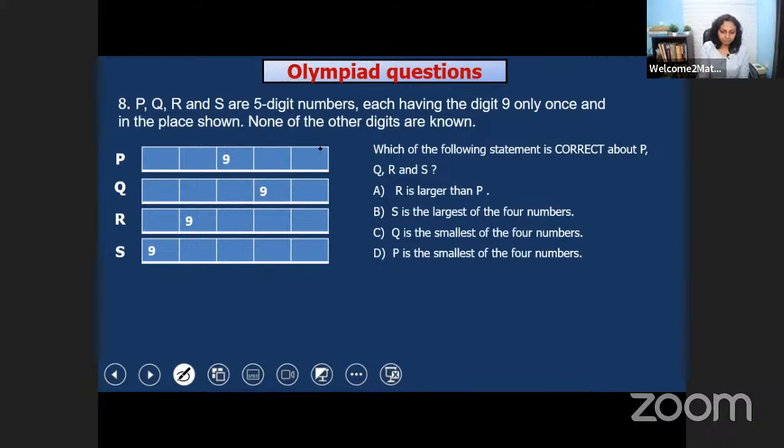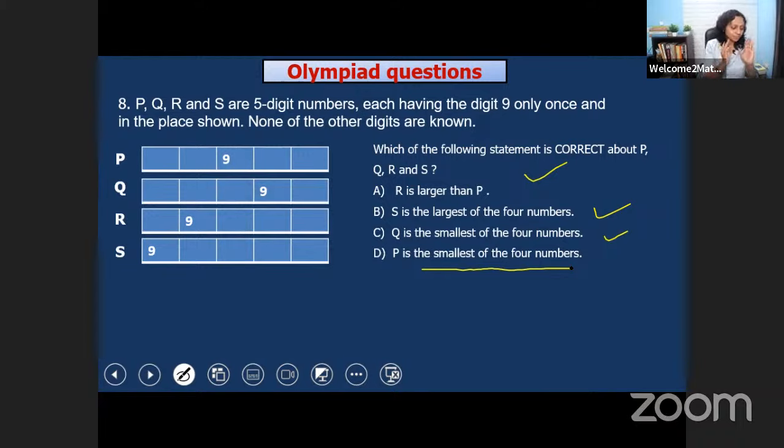So which statement is correct about PQRS, that we have to find out. So let's see. Here you can see option A is showing R is larger than P. Then S is the largest of the 4 numbers. Q is the smallest of the 4 numbers and P is the smallest of the 4 numbers. These are the 4 options. So which would be the right one? That we have to find out. It's a very interesting question.